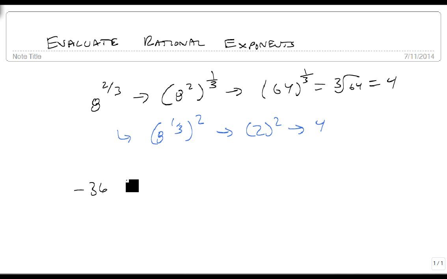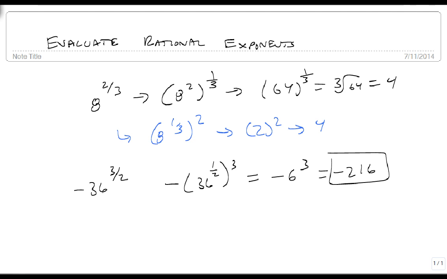If we start with minus 36 to the 3/2 power, we start with converting it to minus 36 to the 1/2 cubed. Notice that the power doesn't see the negative sign. So this becomes minus 6 cubed, and 6 cubed is 216, so minus 6 cubed is minus 216. And there's our answer.